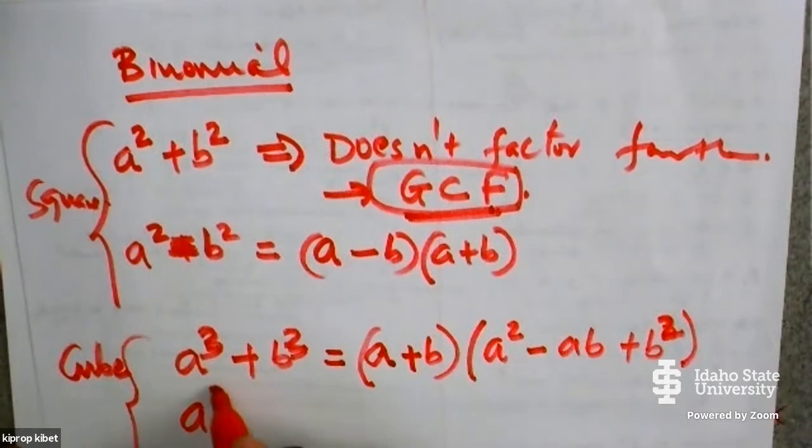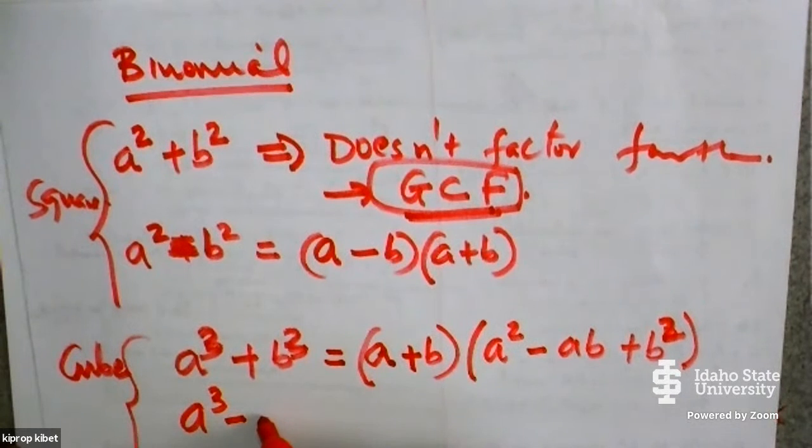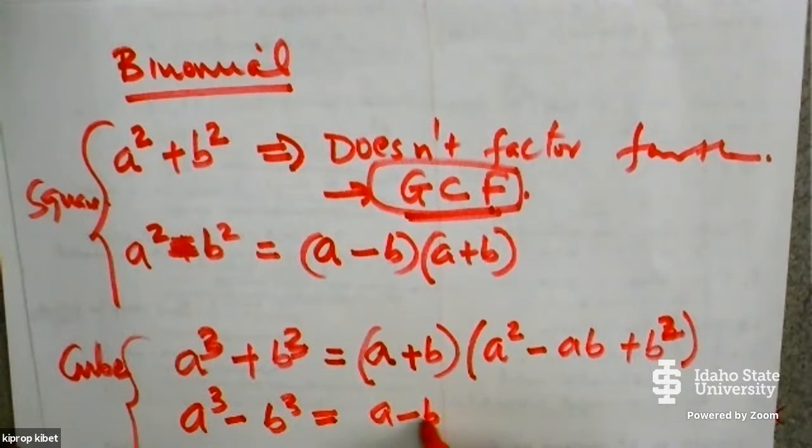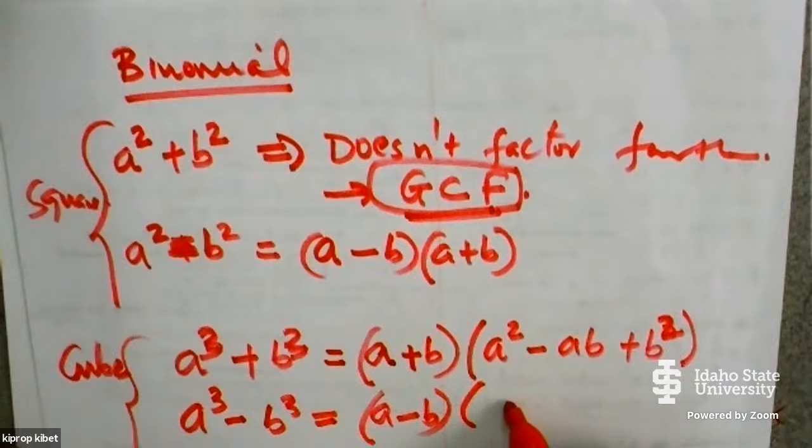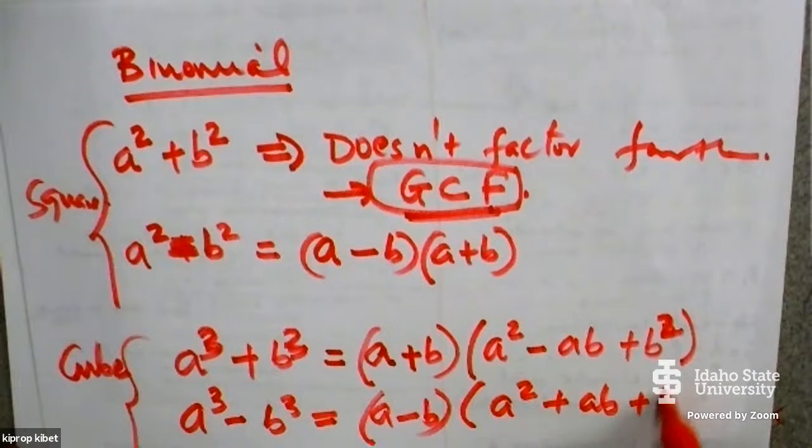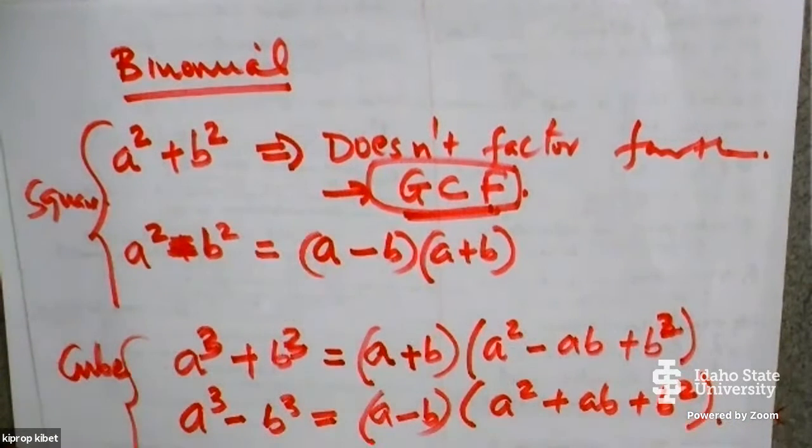If it is a cube minus b cube, then it is a minus b. And then the others would be positive, right? So a squared plus ab plus b squared. So those are the patterns.